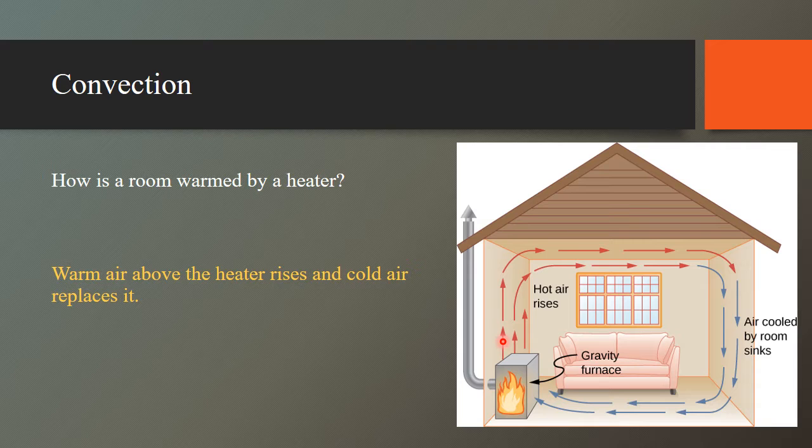So when the hot air rises up, the cold air replaces it. And when this becomes hot, it rises, and this hot air which has become cold in the meantime takes its place. This is a sort of a cycle, a continuous process. That is why we call it convection current.